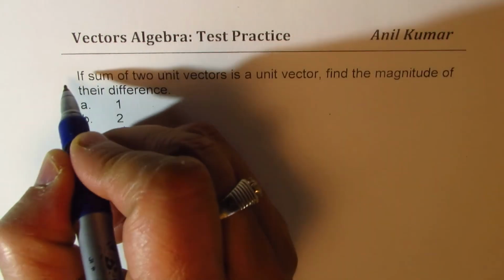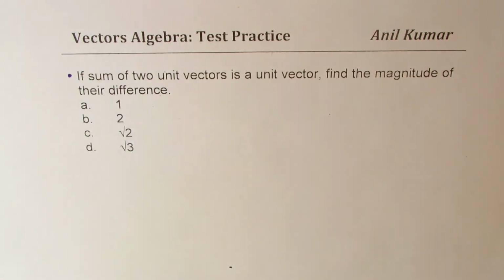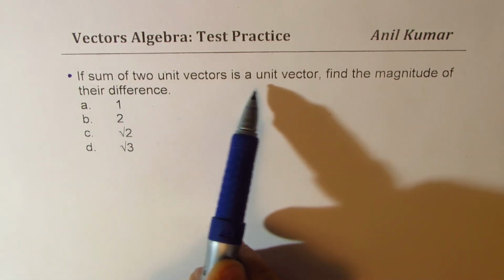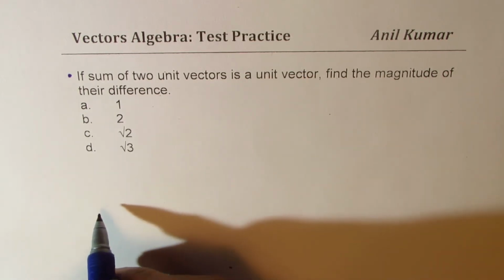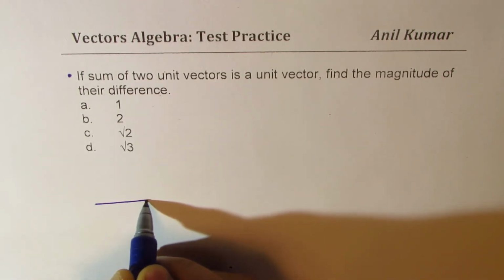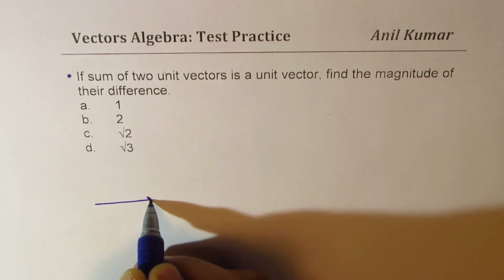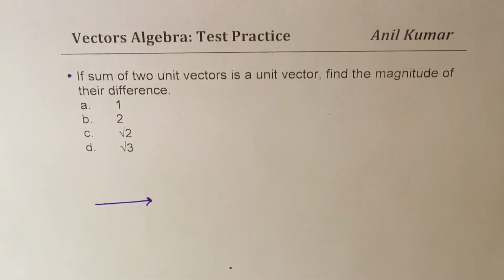Now let's look into this question in greater details. We are saying if sum of two unit vectors is a unit vector. Now that part itself sometimes is an independent question. How do we solve it? Well, the solution is an equilateral triangle where each side is one unit.